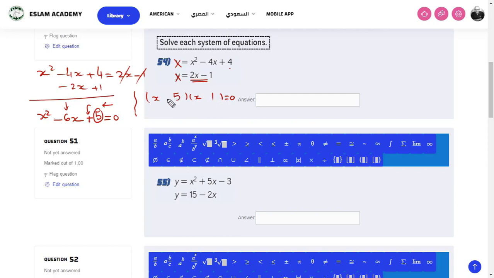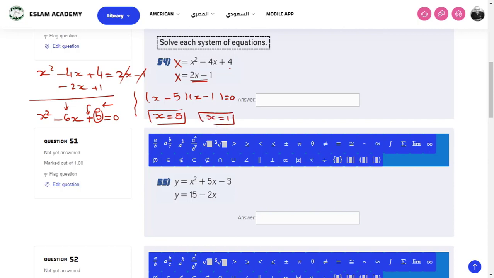The sign of the middle is the sign of the greatest number. Once we have 5 positive, it means the two numbers have the same sign, which is negative. So by solving x minus 5 equals 0, it means x equals 5. And x minus 1 equals 0, it means x equals 1.